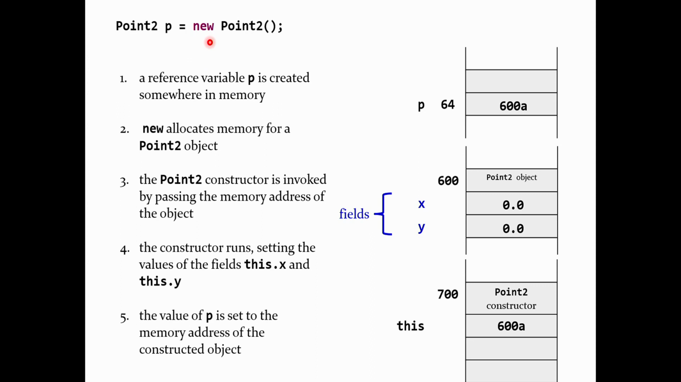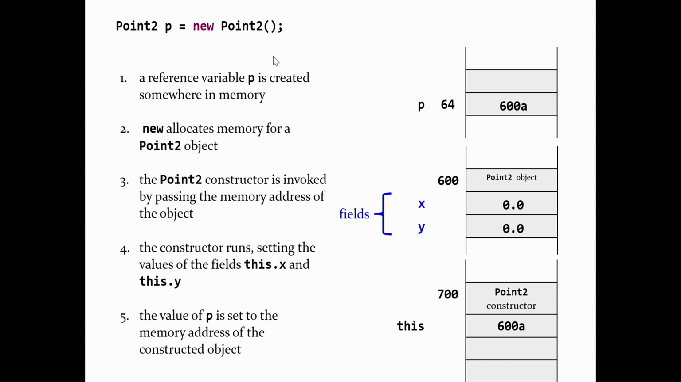So finally, everything on the right-hand side is now done. The constructor's done, new is done. So this value here becomes the address of the object that was just created. And so now p refers to the object at address 600. That constructor now goes away, so whatever memory is associated with that constructor disappears. The object sticks around. It would be bad if the object disappeared too, because we just made one. So the object sticks around. Is that clear to everybody?